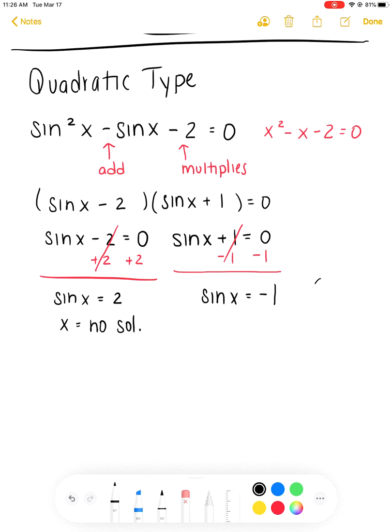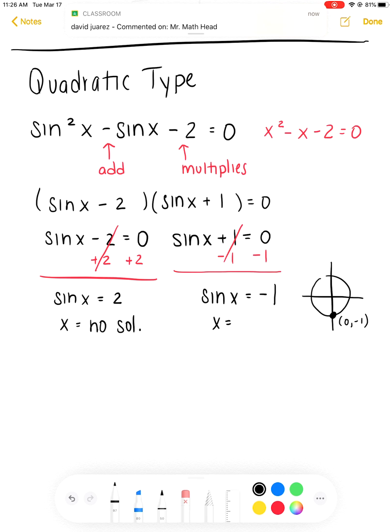And when I'm looking at my unit circle, I need a y value of negative 1, which is going to end up being this point here, which has a coordinate of 0, negative 1. And if you remember, the radian value there is 3 pi over 2. So my only solution for this problem is 3 pi over 2.